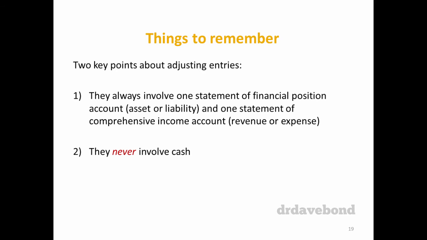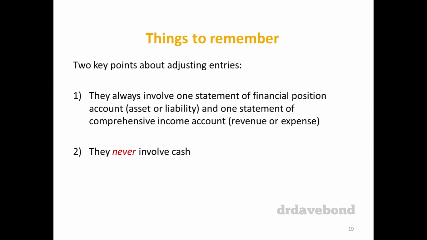The second is, and it's frustrating when we see it, cash is never involved in an adjusting entry. Because if cash is involved, you have an actual transaction. And that would have been already dealt with. So never try to put cash in an adjusting entry.